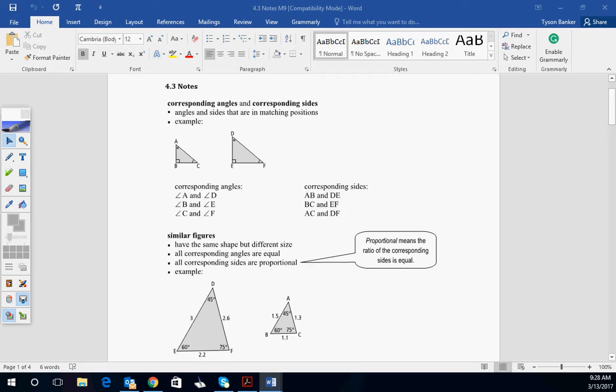So it's just a way of labeling so you know which angles are where. Okay? You can see corresponding angles A and D, because they both have the circle. Corresponding angles B and E are both the 90. C and F both have the one slash there.